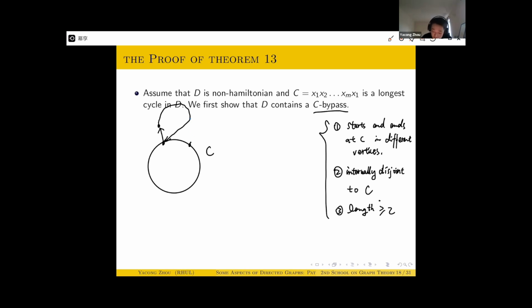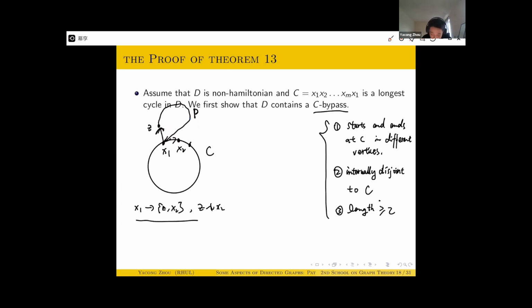So let's assume without loss of generality that this vertex is X1. And its neighbor on C is X2, and its neighbor on this cycle here, we name it Z. So we can see that X1 dominates Z and X2. So Z and X2 is a dominated pair of X1. And we can also say that Z and X2 are not adjacent, because if they are, then no matter what direction this arc is, we can find the same bypass from X1 to X2 or from X2 to X1.